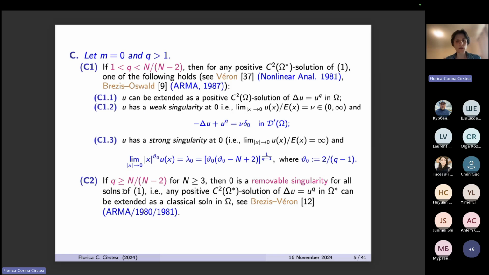And if q is above or equal to n over n minus 2, then we know that 0 is a removable singularity for all non-negative solutions. And so any positive solution in omega minus 0 can be extended as a classical solution in the entire omega. So that's the result of Brezis and Veron. So this is when m is 0 and q greater than 1.